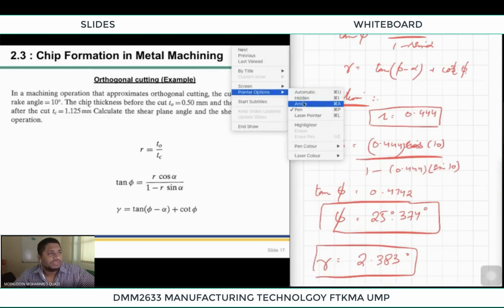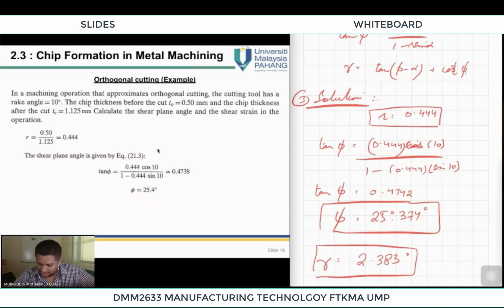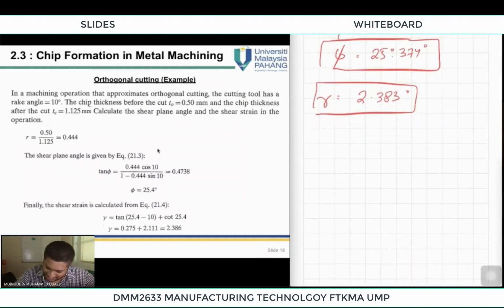So, let's move to the next slide. Okay, this is correct, this is correct, and this is correct. Wow, very good. For the first time, I did a correct numerical.